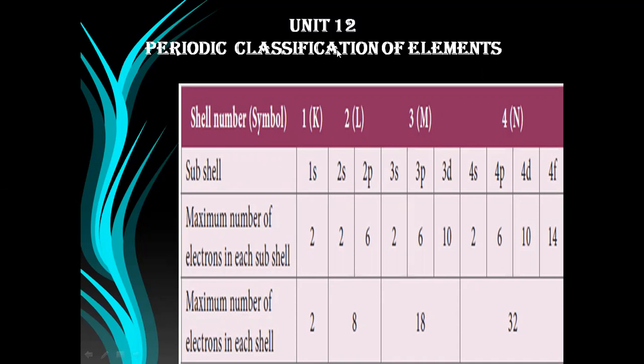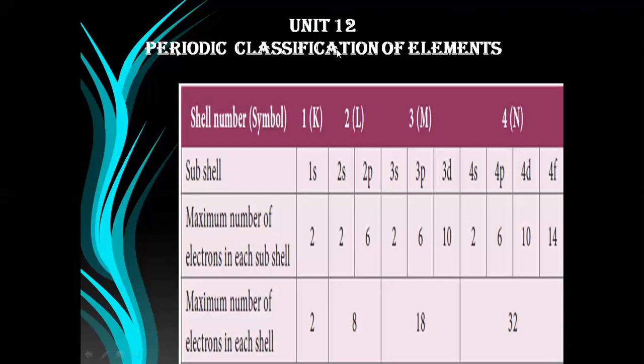Before him, there were three scientists: Döbereiner, Newlands, and Mendeleev. All of them arranged the elements by their atomic masses, but Henry Moseley arranged the elements in increasing order of their atomic number.